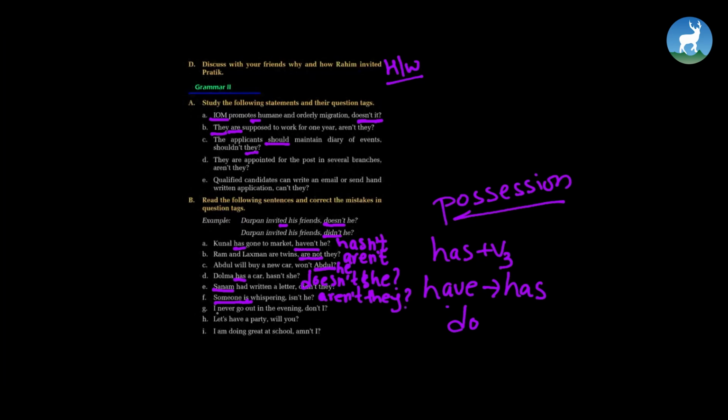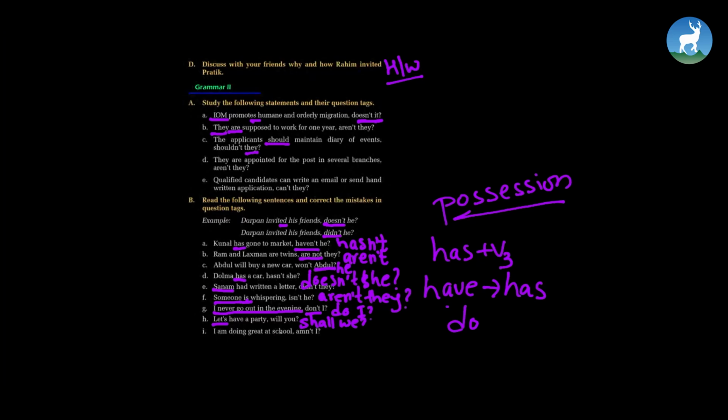So the next one, I never go out in the evening, don't I? See, this sentence is negative. So in negative sentences, we can't use a negative question tag. We have to use a positive one. So I never go out in the evening, do I? Is the correct answer. Let's have a party, will you? Whenever we have let's, it will always use: let's have a party, shall we?